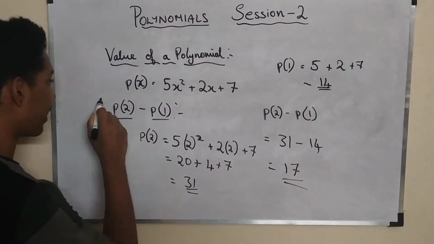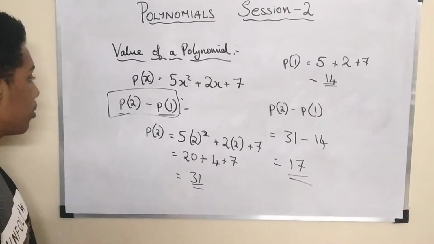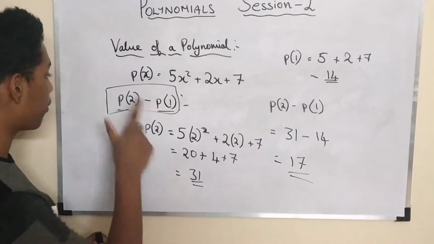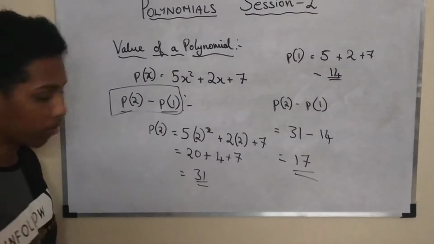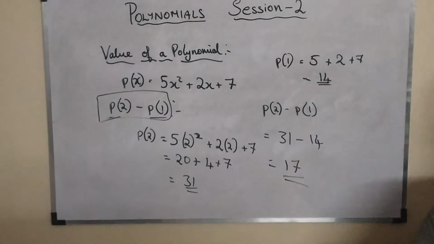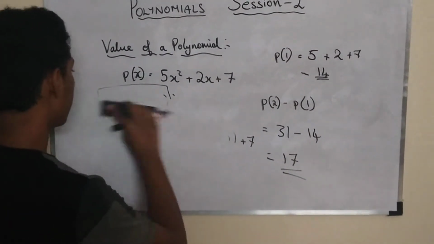They can ask you tricky questions like this. P of 2 minus P of 1. In this question, what do we need to do? The usual process, we need to find out first P of 2, and then next we need to find out what is P of 1. Okay? So now let's move on to the next topic.